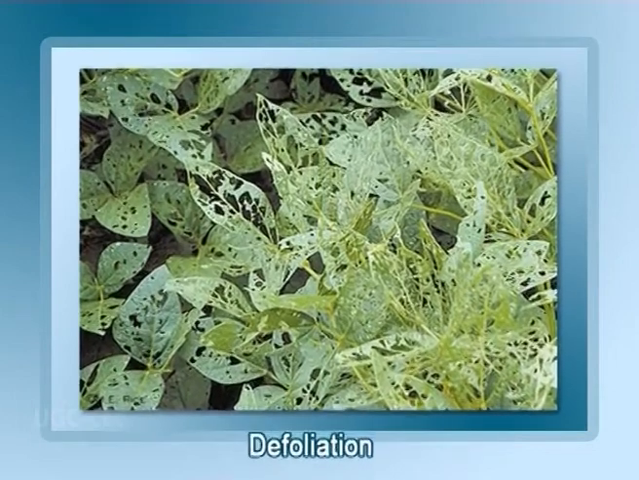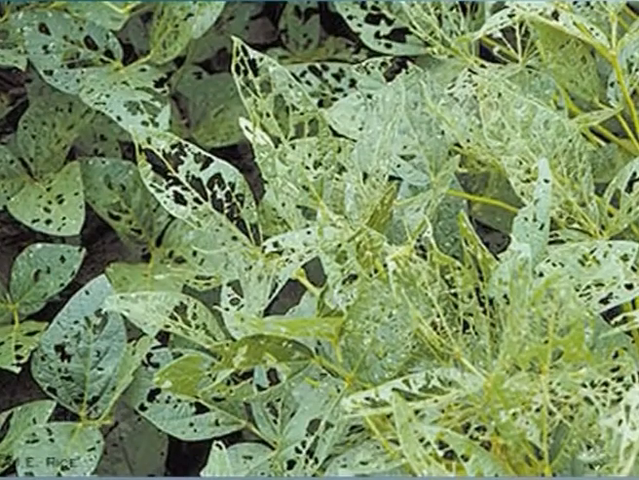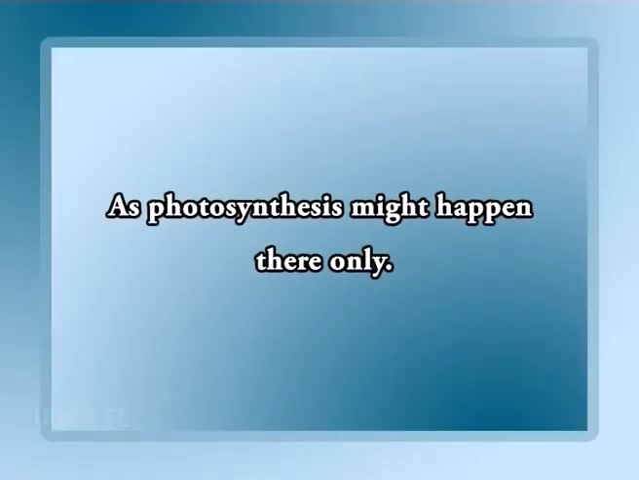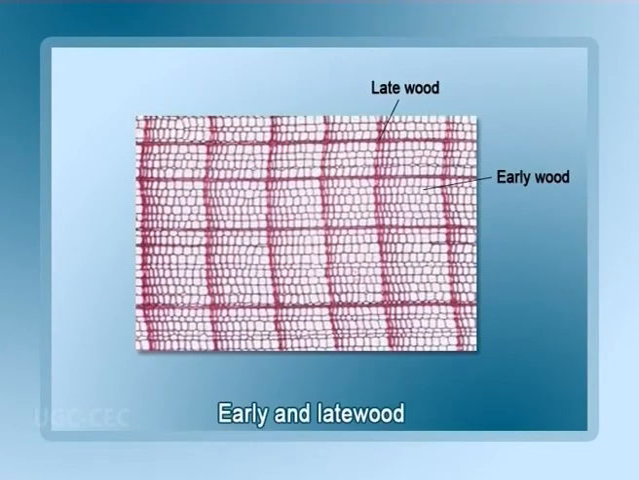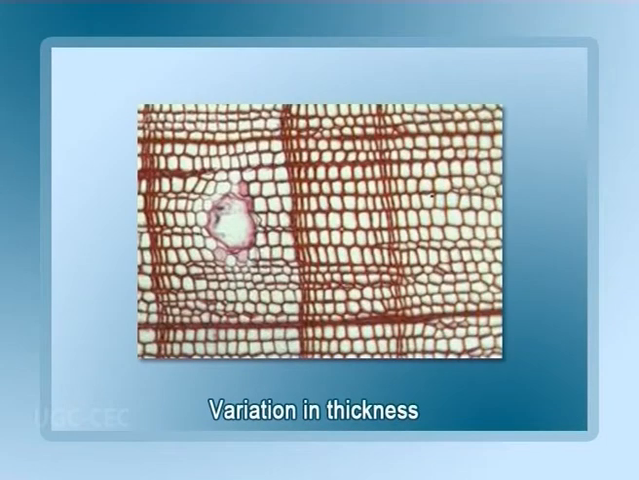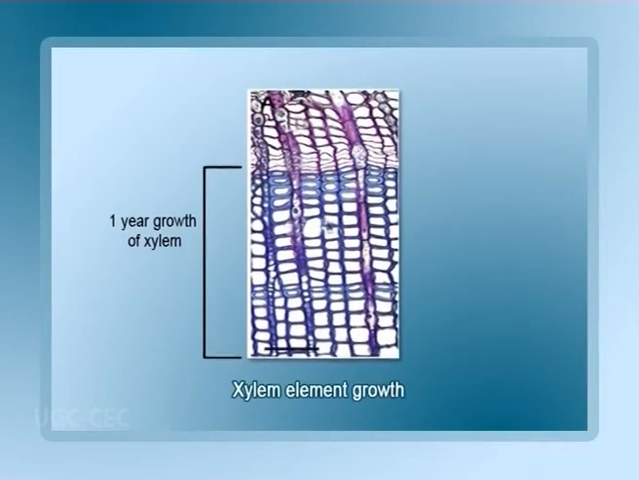In this case, the wood may be laid down only on whichever side of the tree has sustained the least defoliation, as photosynthesis might happen there only. Now, variations in the growth rings. Growth rings show huge variations. These variations are of different kinds, like variation in the thickness of successive annual rings, or there may be only one ring per year, or there may be more than one growth ring per year, or xylem appears to grow continuously and have no rings.